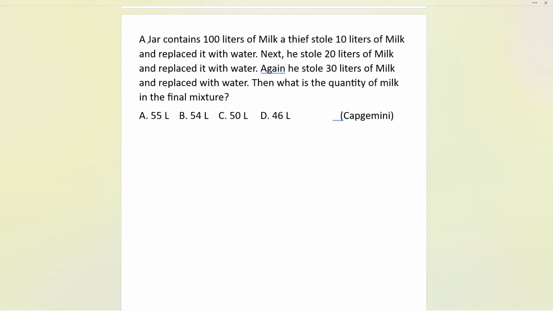Okay, so now here the question is: we have a jar that contains 100 liters of milk. A thief stole 10 liters of milk and replaced it with water. Next, he stole 20 liters of milk and replaced it with water. Let us see what the shortcut says. If we have initially 100 liters of milk, 10 liters are taken out, so how much is remaining?